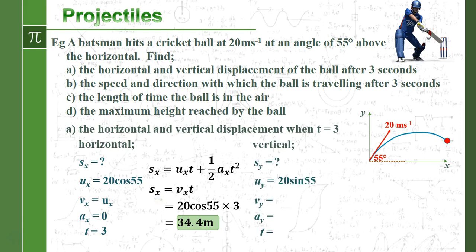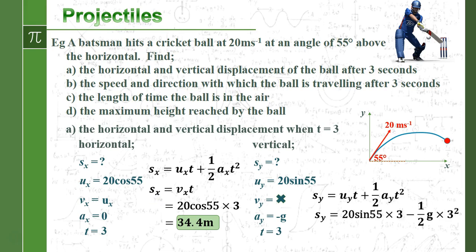So here's all the bits and pieces we need. This time our u is 20 sine 55. Now, in the vertical direction, because we've got acceleration, which is minus g, the vertical velocity is always going to be changing. We don't know it at this point in time, so I'll put a cross there. There's our minus g for acceleration, and t equals 3. So this one we have got to work through. So we're going to go for s equals ut plus half at squared. Plug in the values that we've got, g being obviously 9.8. And there you go. There's our answer. So after 3 seconds, this ball has travelled 34 metres horizontally and is 5 metres off the ground.